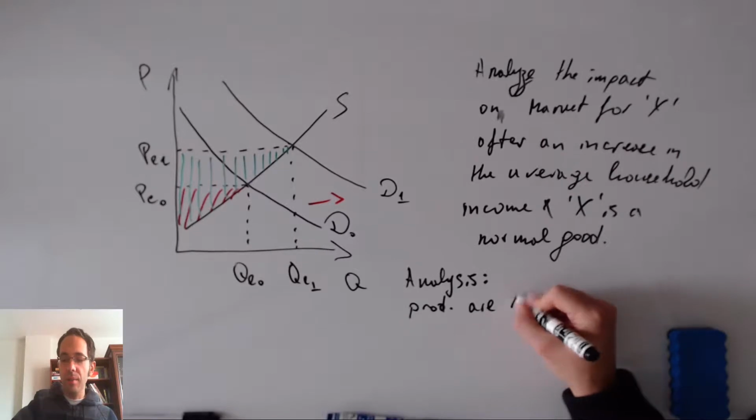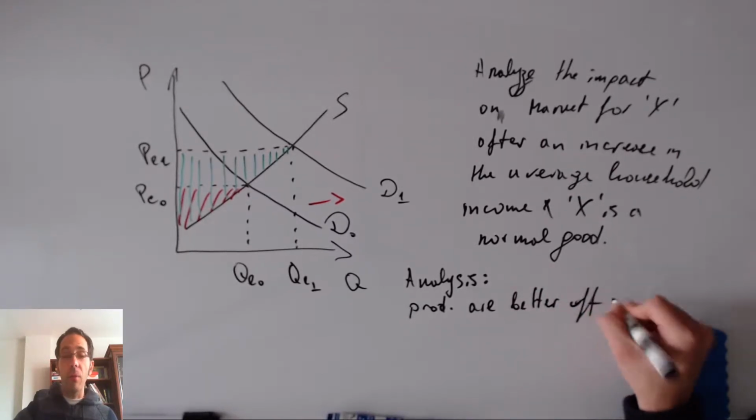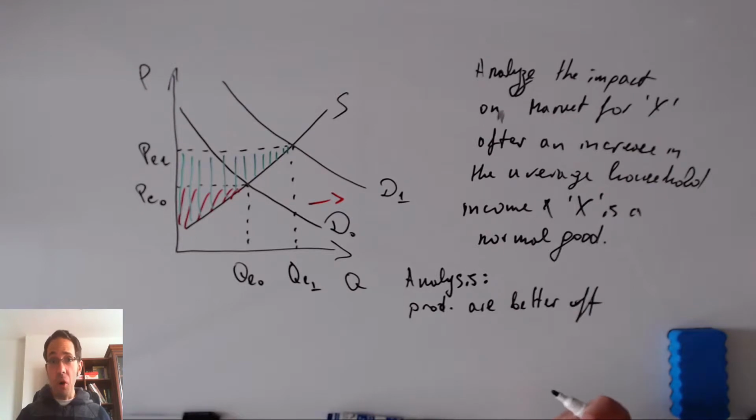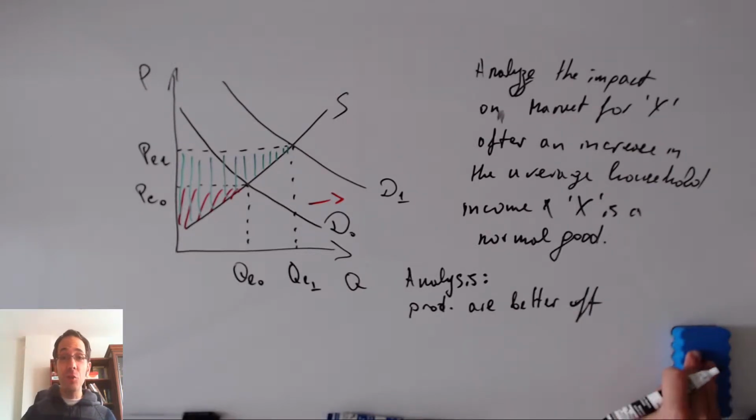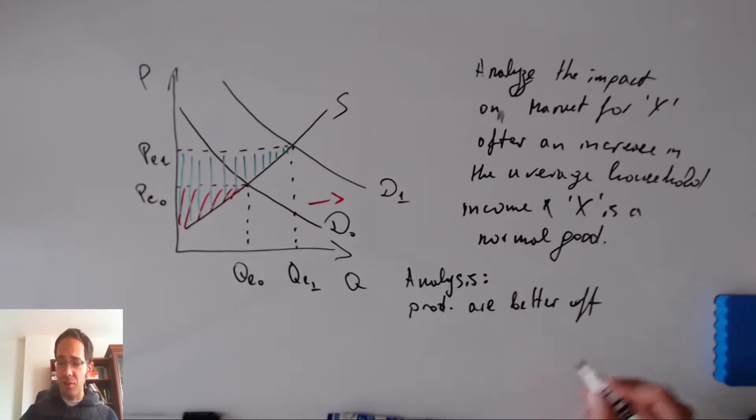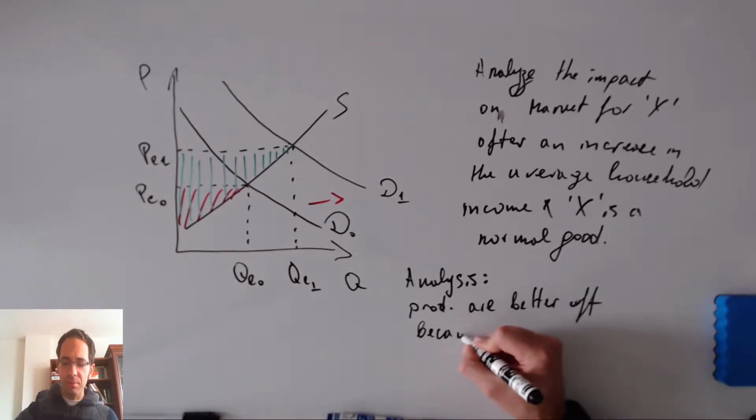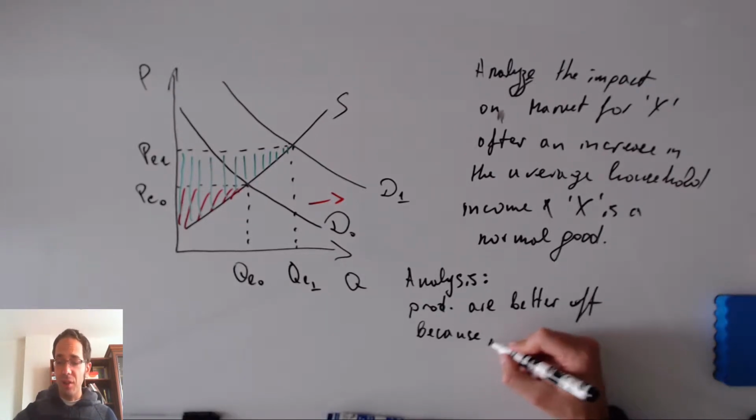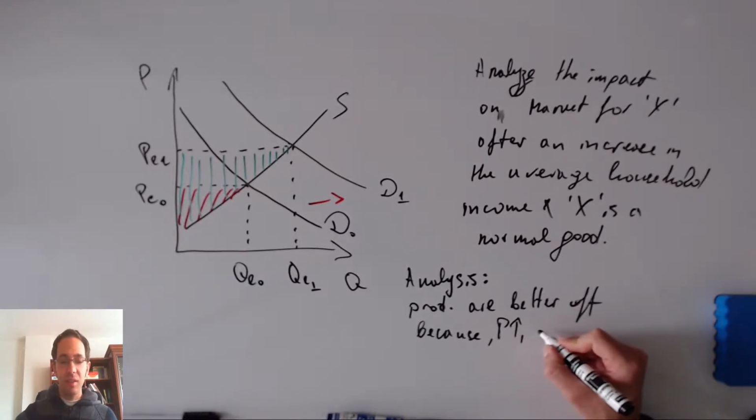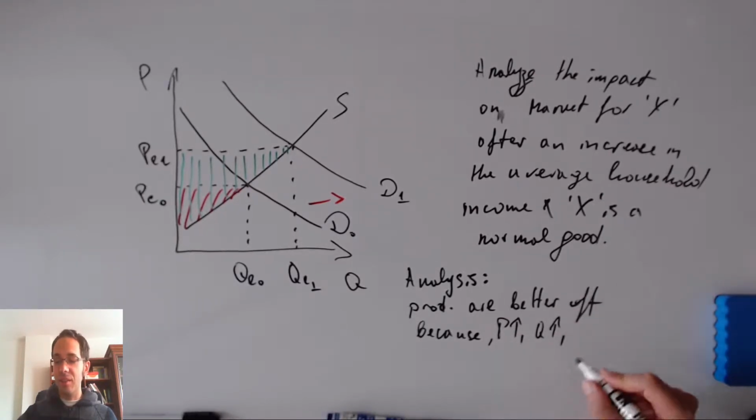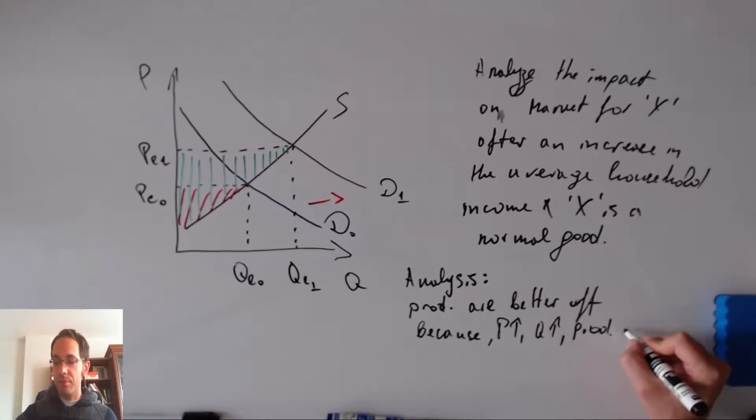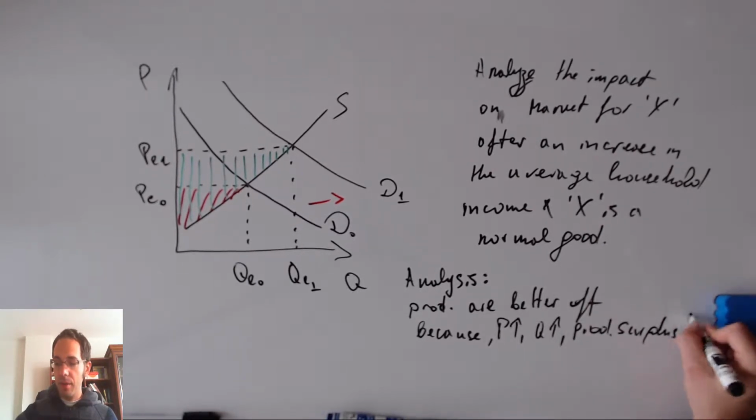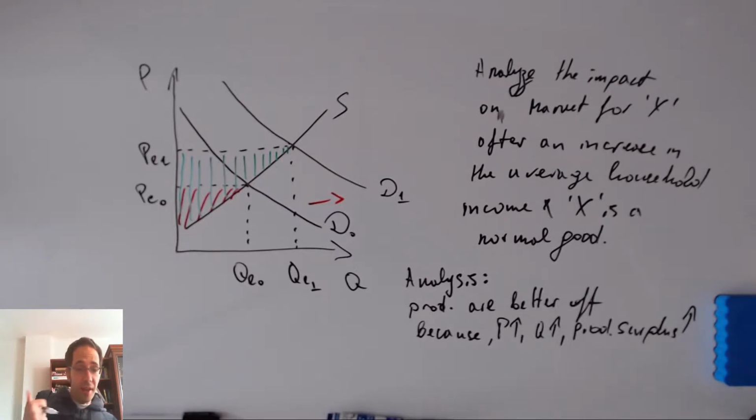Producers are better off. Why? Because they're selling more, they're selling at a higher price, and their producer surplus is increasing. It's always important to state why you believe that something is better or worse off. So we have a proof: because the price is increased, the quantity that they're selling is increased, and the producer surplus is rising. So the producers are better off.